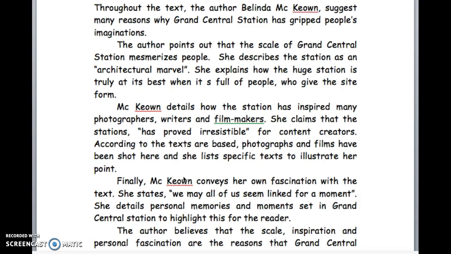You should also note that we change how we introduce or talk about the author. So we talk about Belinda McKeown, we talk about the author, we talk she, and this is important as well for just changing our language. So that's it. Now you're ready to answer your comprehension questions.